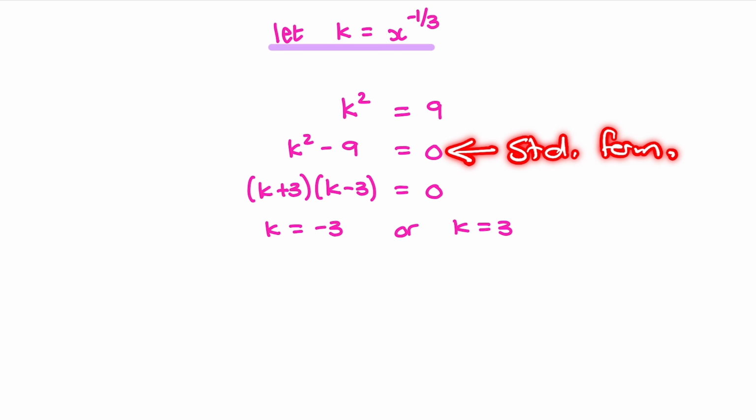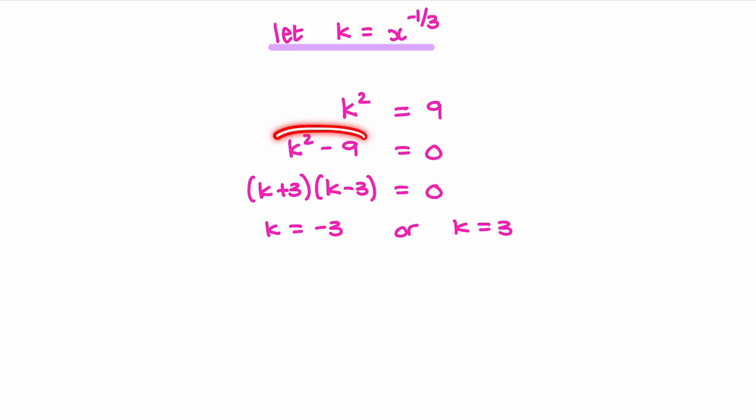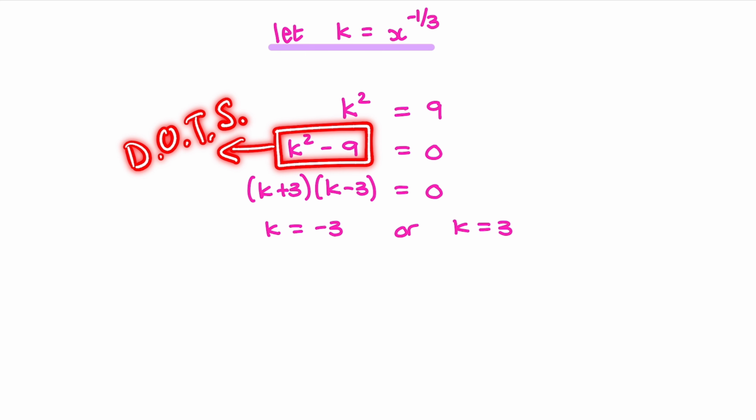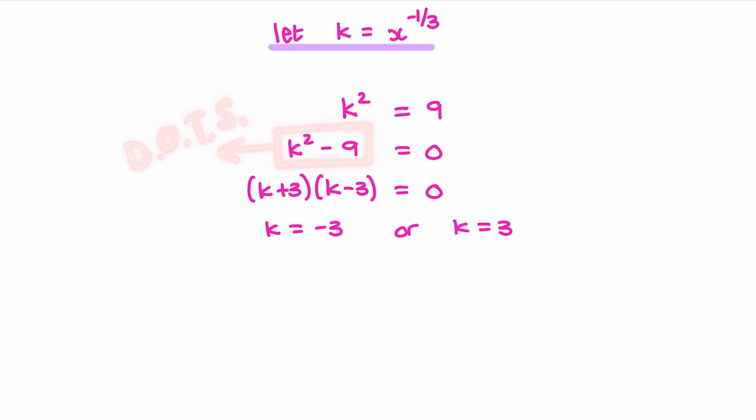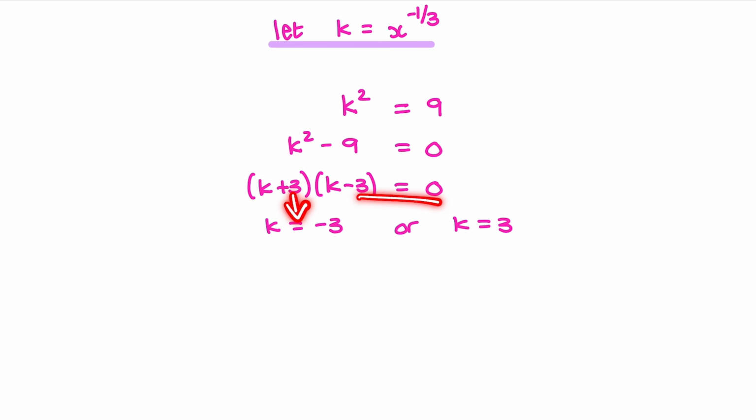When you have your equation in standard form, you look on the left-hand side to see if you can factorize it. You can see that k squared minus 9 is a difference of 2 squares. When we factor a difference of 2 squares, we split the k's up and we split the 9 up as 3 and 3. The inside of the brackets will be plus 3 and minus 3. Now if you set each of these sets of brackets equal to 0, you have k is negative 3 or k is equal to 3.